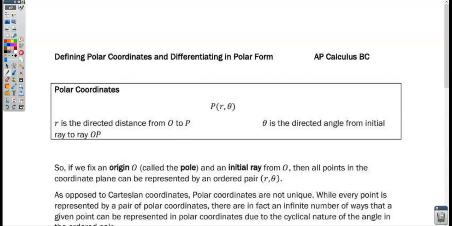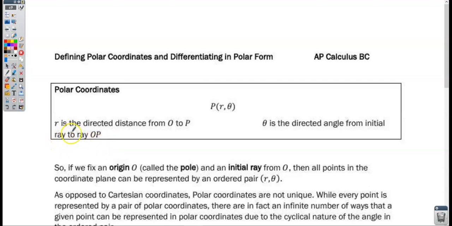Polar coordinates can be represented as an ordered pair. Sometimes you'll see with polar coordinates the P in front to let you know that it's polar coordinates instead of a Cartesian ordered pair. A lot of times though we're really using context when we're talking about these ordered pairs. But these are the two coordinates, r and theta. R is the directed distance from the origin, or O, also known as the pole, to P. Okay, and theta is the directed angle from the initial ray to ray OP.